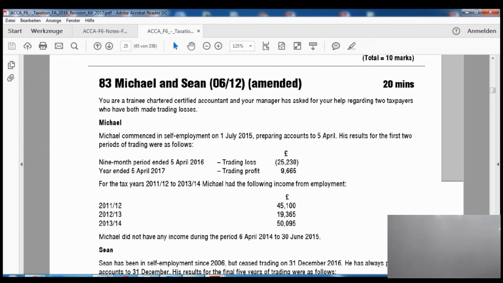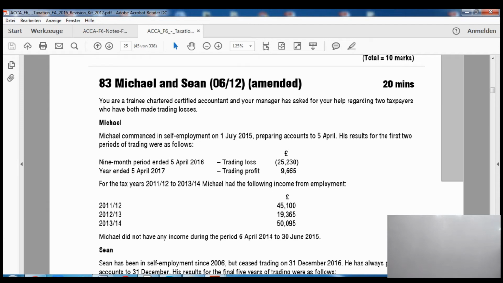This question was examined in June 2012, so if you have any other exam kit, make sure you come to this question. It was examined in June 2012, and its name is Michael and Sean. So you are a trainee ACCA, and your manager has asked for your help.